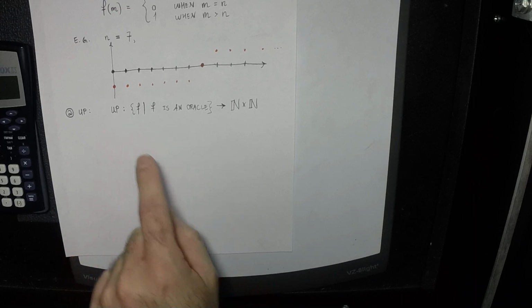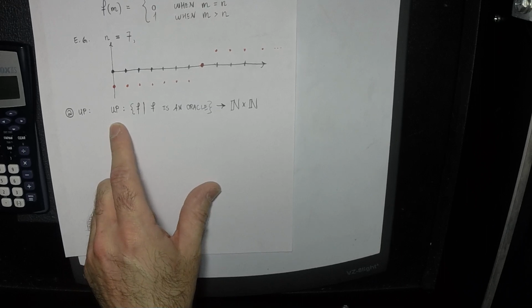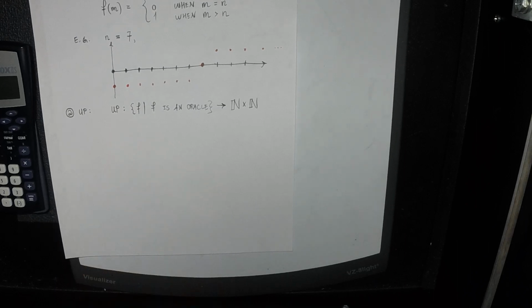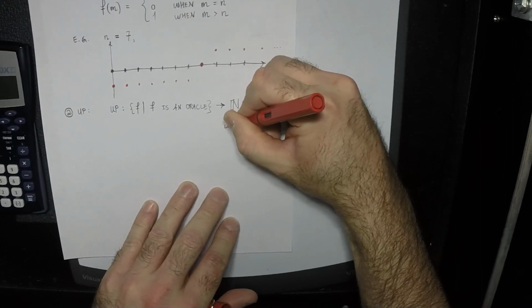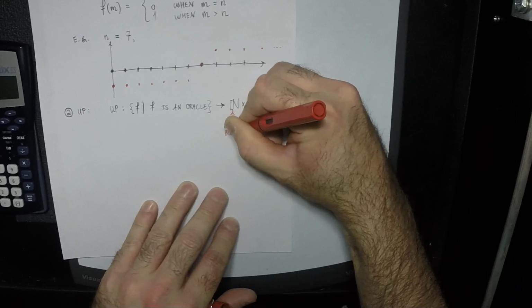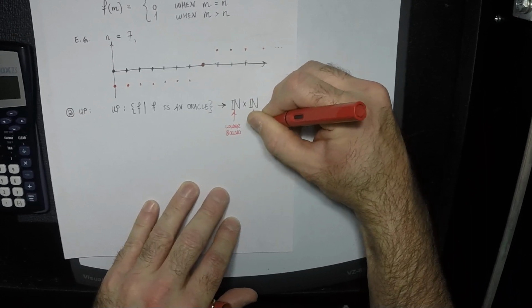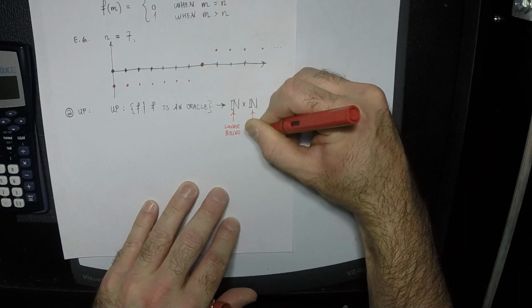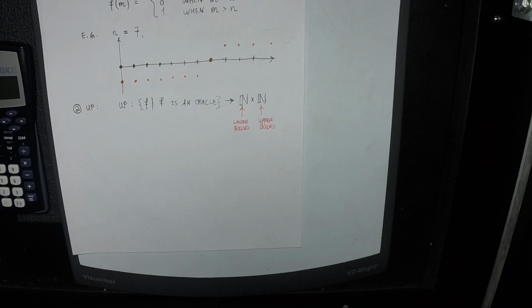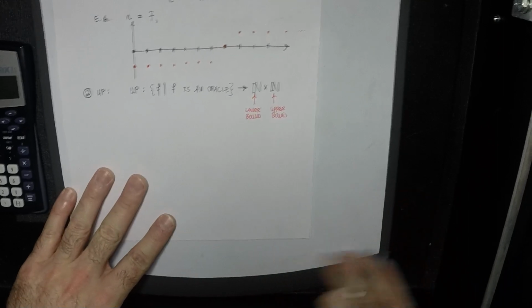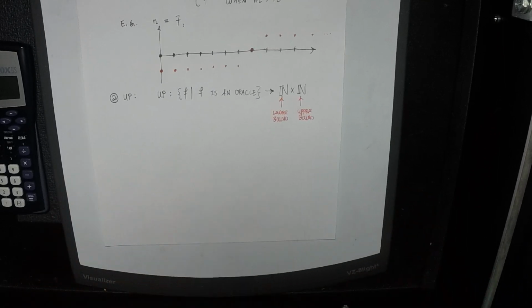What I'm saying is that the up function is a function whose input is a function and whose output is a pair of naturals, the lower and upper bounds. So this one's going to end up being the lower bound. And this one's going to be the upper bound. So now what we want to do is define a function that will actually do it. Okay. Well, this is going to be tricky. How can we define a function that will actually do it?